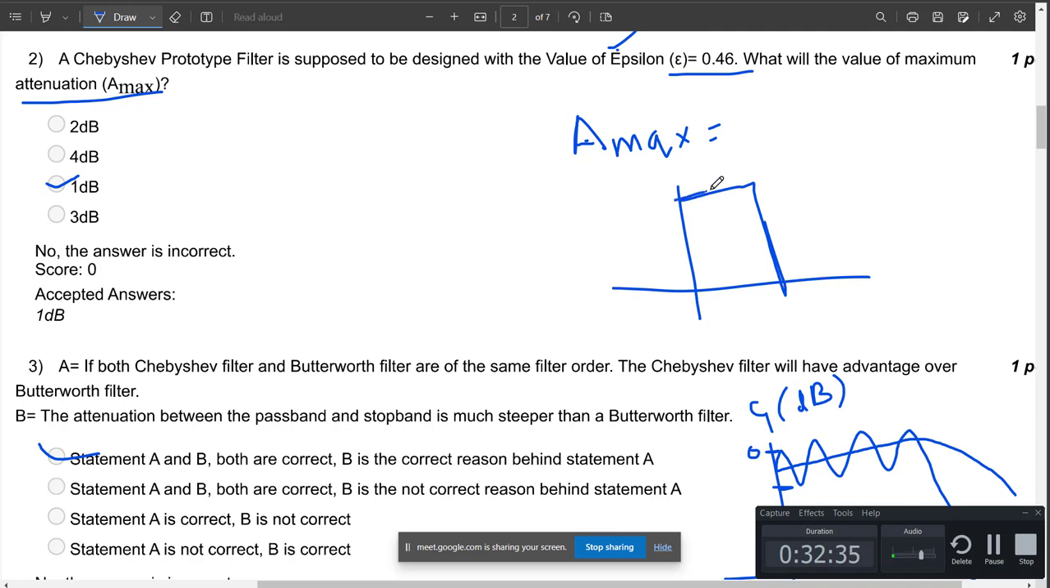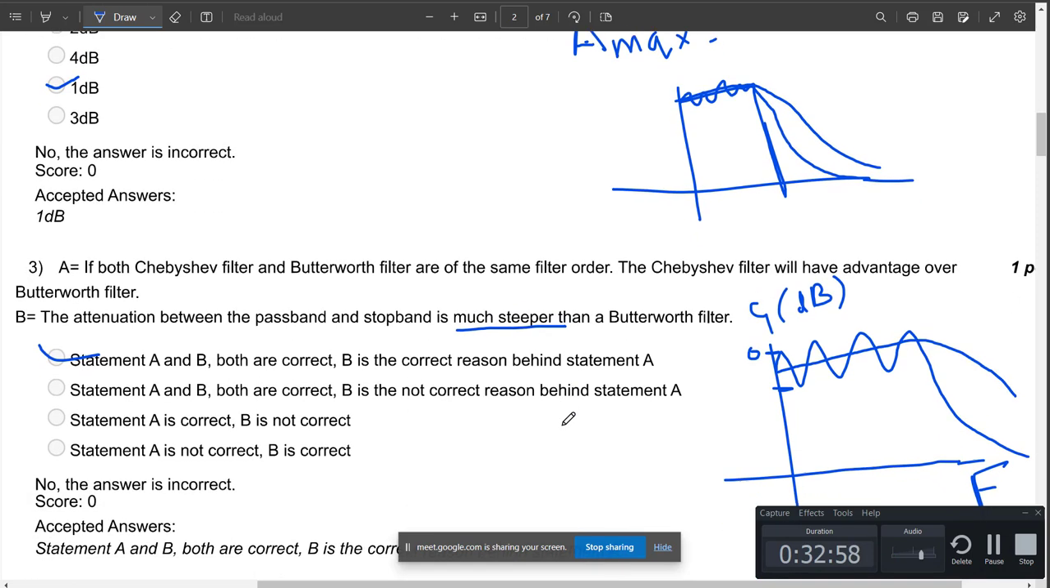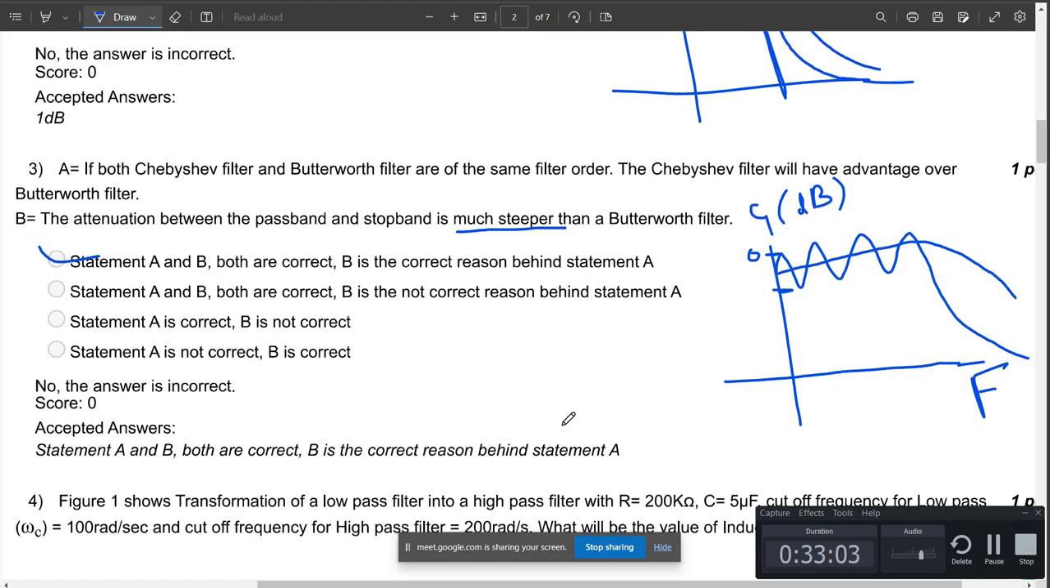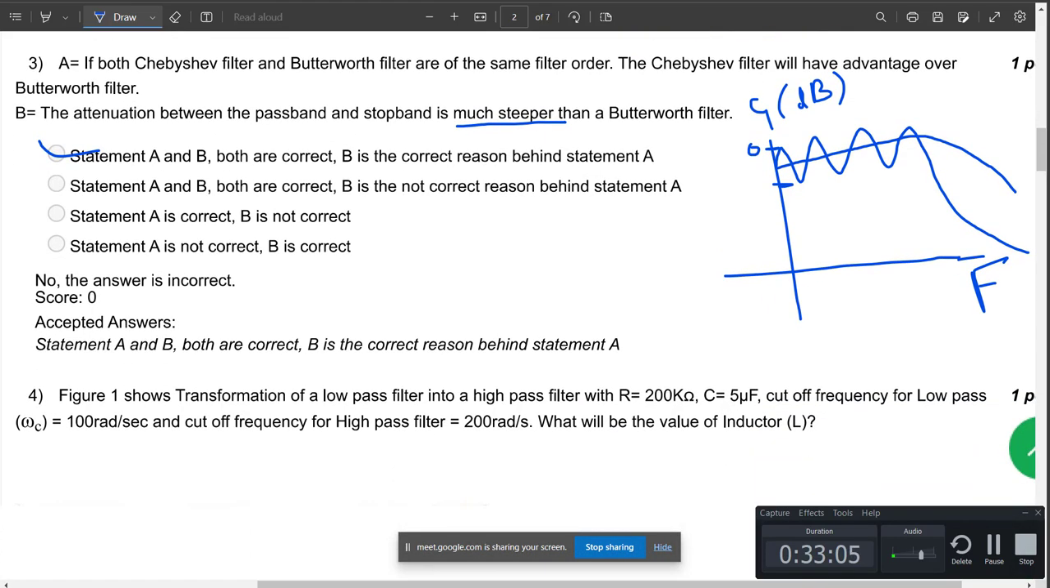So Butterworth kind of gives like this, whereas Chebyshev's response is like this. So it is steeper than Butterworth. So that is why Chebyshev filter has an advantage over Butterworth filter. And why does it happen? Because it is much steeper than the Butterworth filter. So option A is the correct answer. Let's go ahead.